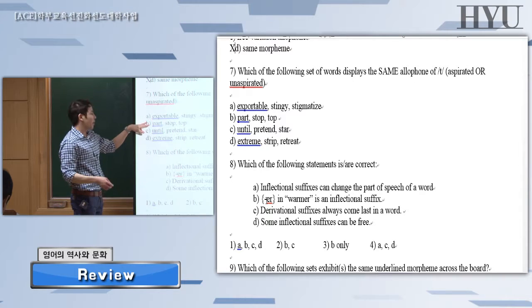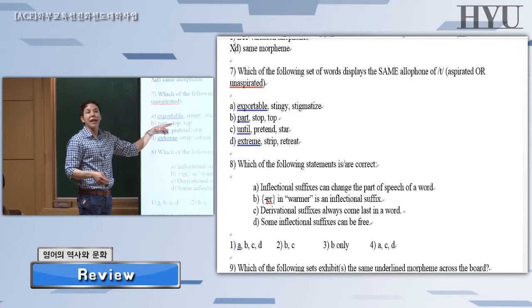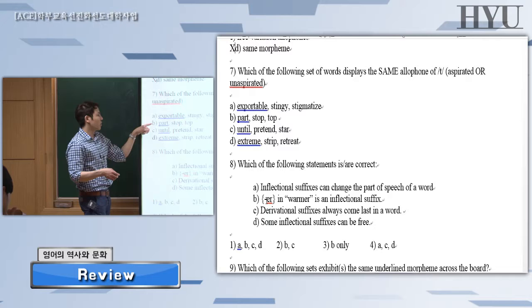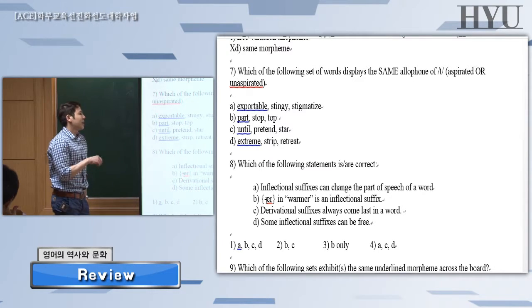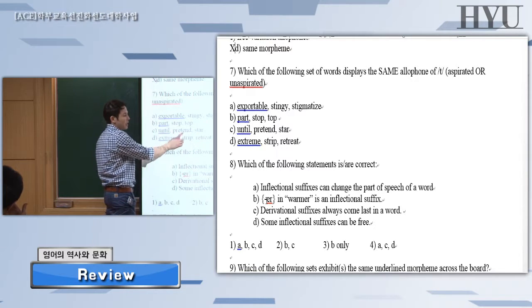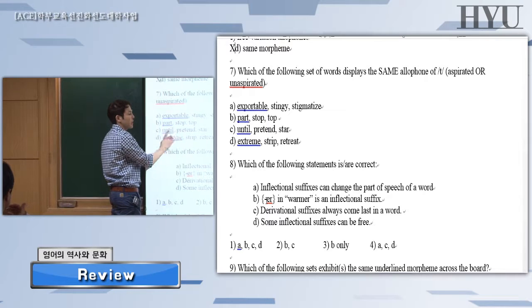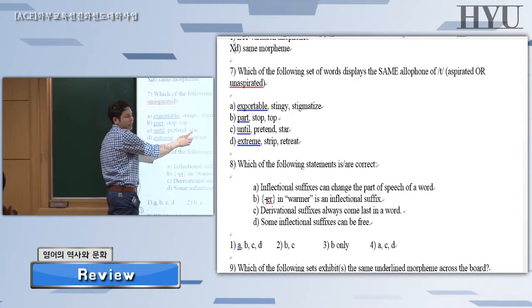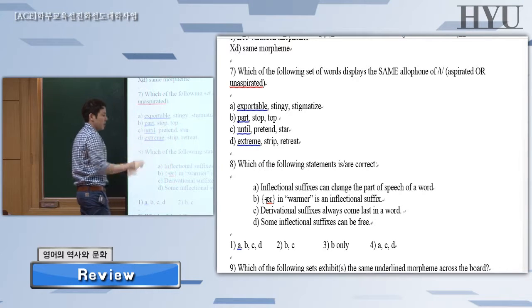Number B is not correct because P here, part, is aspirated, and then T, stop, is unaspirated after an S. So B is not correct. Number C, until, pretend, star. Both T's in until and pretend are aspirated because they are in stressed syllables, but T in star is not aspirated because it's after an S. So C is not correct.